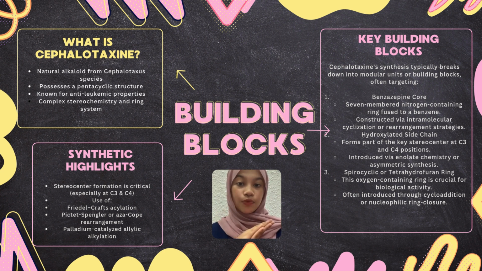Okay, let's move to another part, which is the synthetic highlight. For the synthetic highlight, the stereocenter formation is critical, especially at the C3 and C4 carbons. It uses Friedel-Crafts alkylation, Pictet-Spengler or aza-Cope rearrangement, and palladium-catalyzed allylic alkylation. That's all for the building block structure.